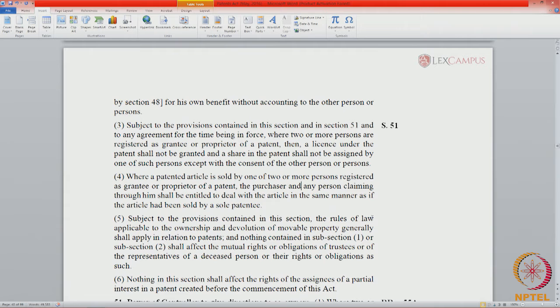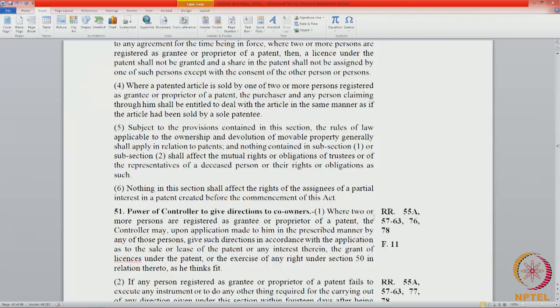Where a patented article is sold by one or more persons registered as grantee or proprietor of a patent, the purchaser and any person claiming through him shall be entitled to deal with the article in the same manner as if the article has been sold by the sole patentee. Now, if a patented article is sold by one of the two or more registered owners, now again we come back to the ABC owners.